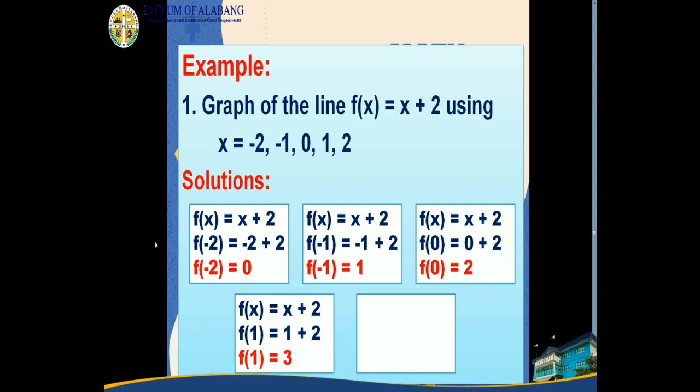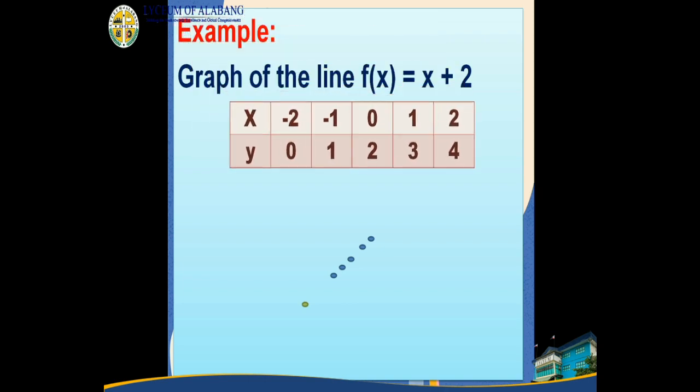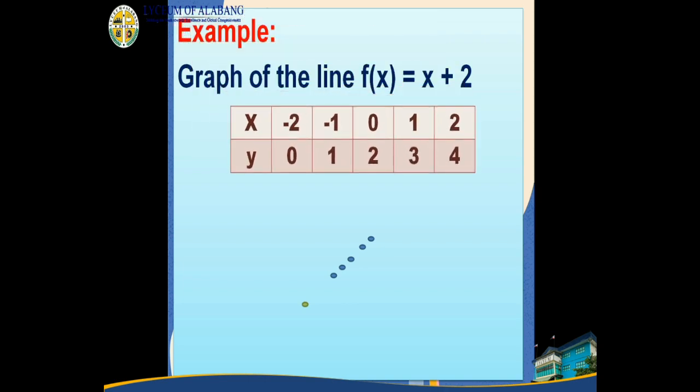And for the last value of x, which is 2, we have f of 2 is equal to 2 plus 2. Therefore, f of 2 is equal to 4. Here's the graph of the line f of x is equal to x plus 2, using the x values and the y values.